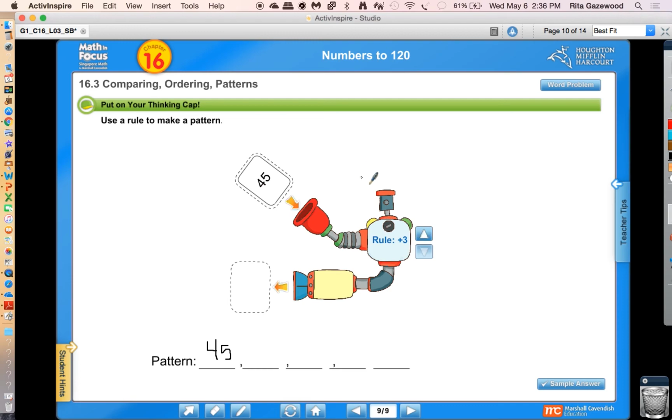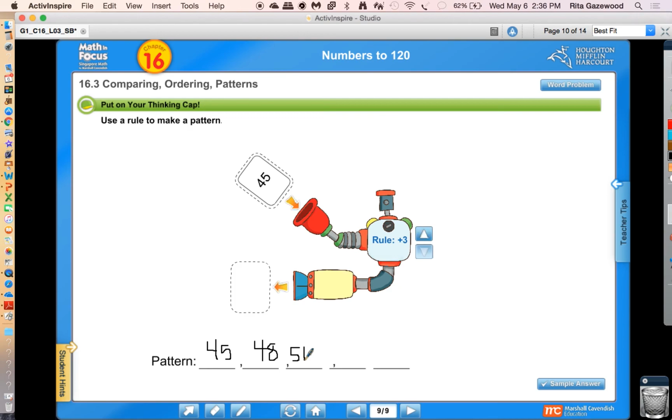So 45 plus 3. So grab your 45. Let's add 3. 45, 46, 47, 48. Now we have to add 3 to 48. Got your 48? Let's count 3 more. 48, 49, 50, 51. Great job. Okay, I'm going to let you grab that 51 on your own.